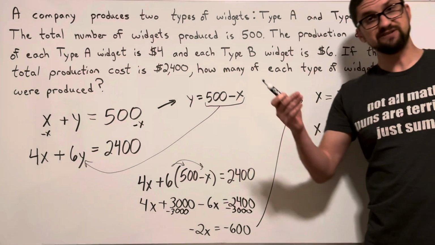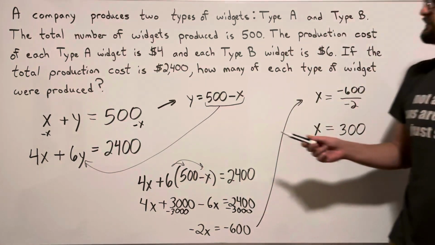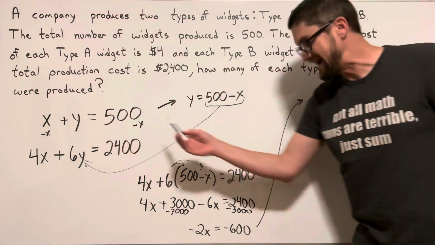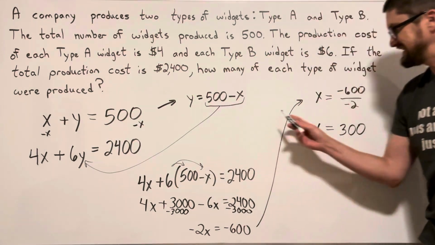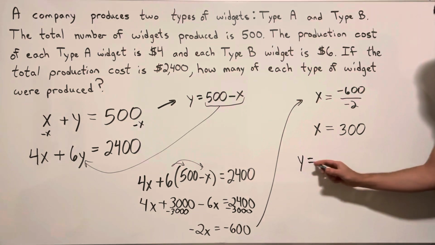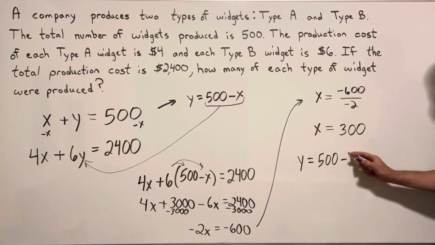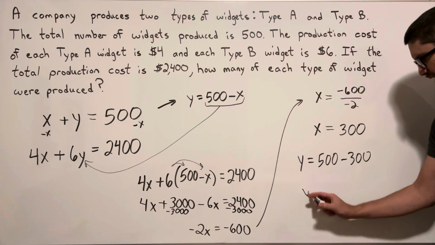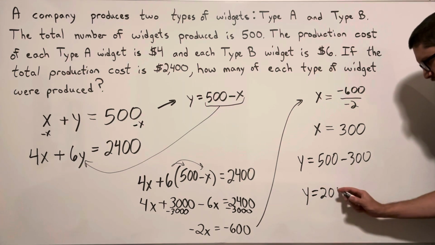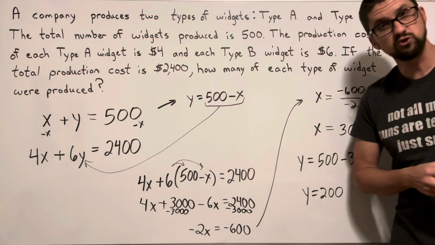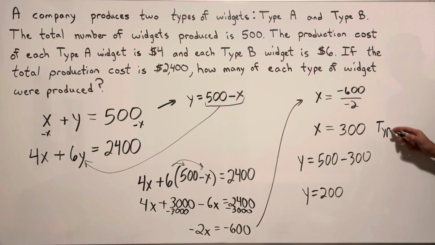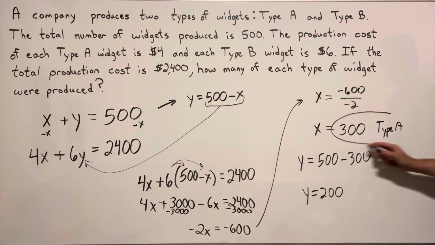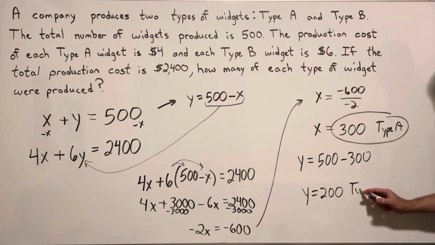Remember, X was the number of type A widgets. Now to get the number of type B widgets, remember they add up to 500, so I can get Y just by taking the X value and subtracting it from the 500. So 500 minus 300 gives me a Y of 200. And yeah, 300 plus 200 is 500. So I got 300 type A widgets, and I got 200 type B widgets.